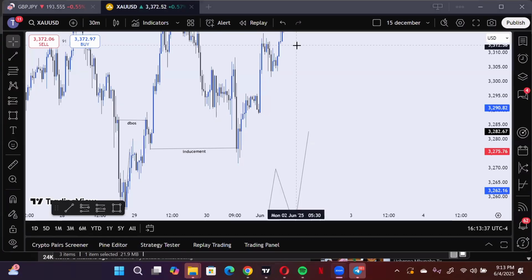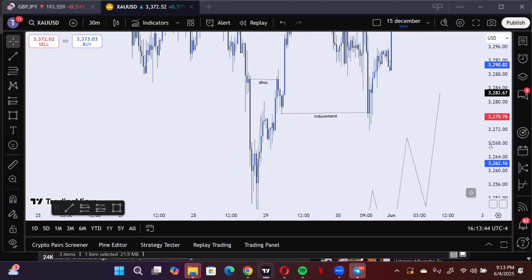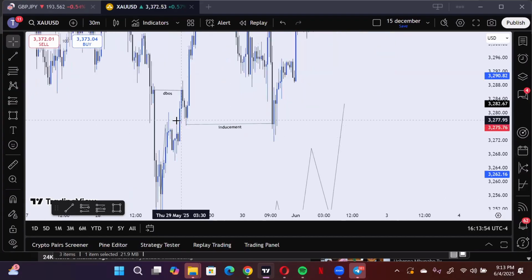The third one is the point of interest, and from this scenario we're looking for an order block. Like I said, if it's a bullish scenario, you're going to use a bullish order block, and if it's a bearish scenario, you're going to use a bearish order block. So we're looking for an order block that exists inside the whole structure movement. We've got our double breakout structure here.